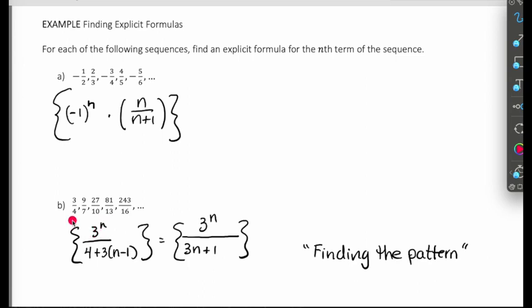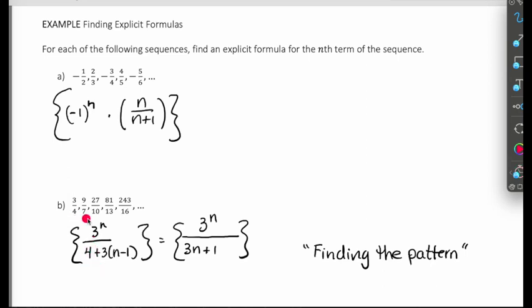In the denominator, let's see. I notice from 4 to 7, I jump up by 3. From 7 to 10, I jump up by 3. So it looks like in the denominator, I've got an arithmetic sequence. It keeps jumping up by 3. So if I use my formula that I know for arithmetic sequences, I start at 4, so that's my A1.